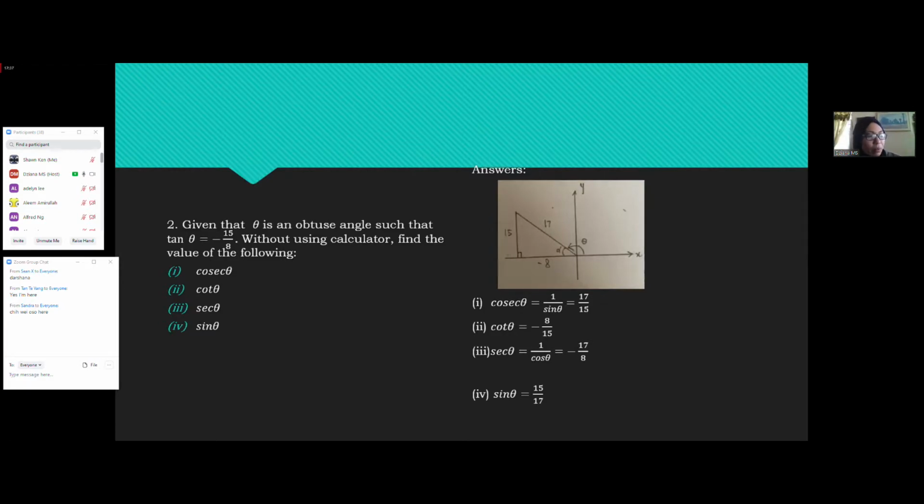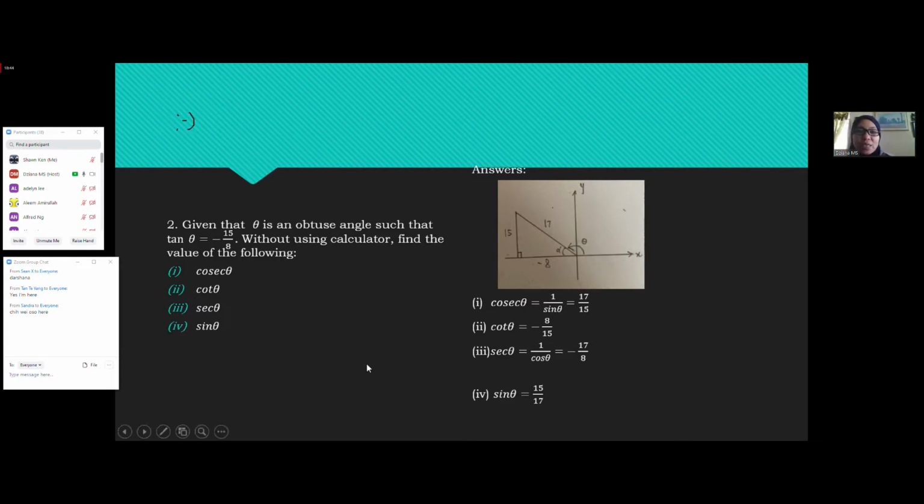Please get ready for the next subtopic for this chapter, which is the graph of sine, cosine, and tangent. Can I just move on, class? Yes or no? If you are ready, please let me know so that I can proceed to the next one.